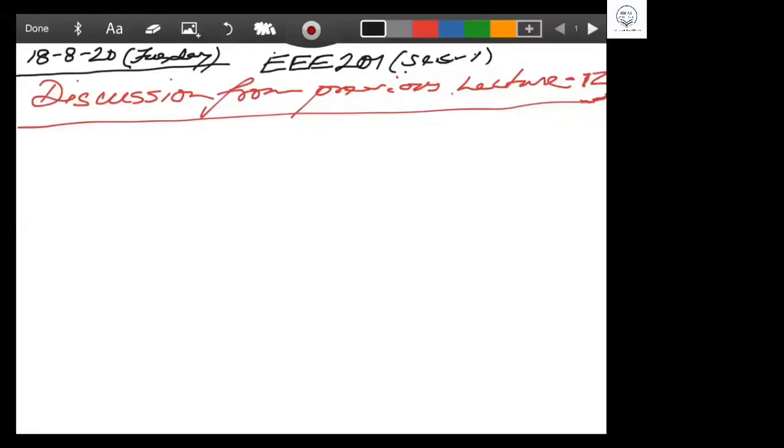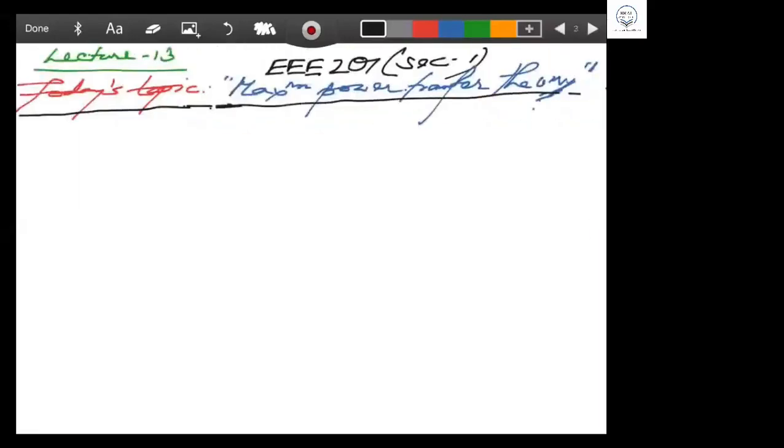Jumping to the class today, as I told you, today we are going to talk about the maximum power transfer theory. Last class we discussed Thevenin's theorem, Norton's theorem, and Thevenin's circuit with dependent source. Thevenin circuit with dependent source or Norton circuit with dependent source are the same thing.